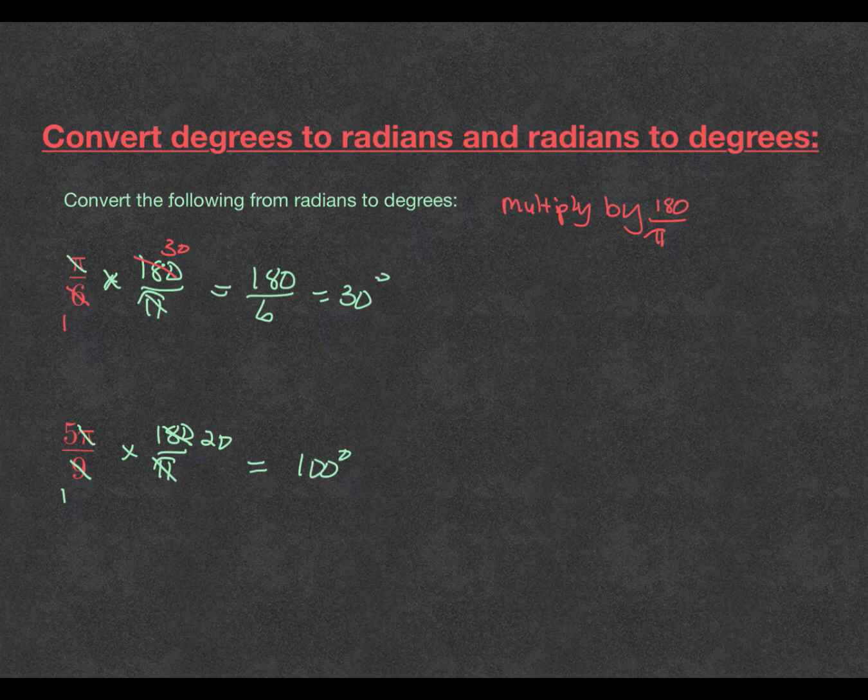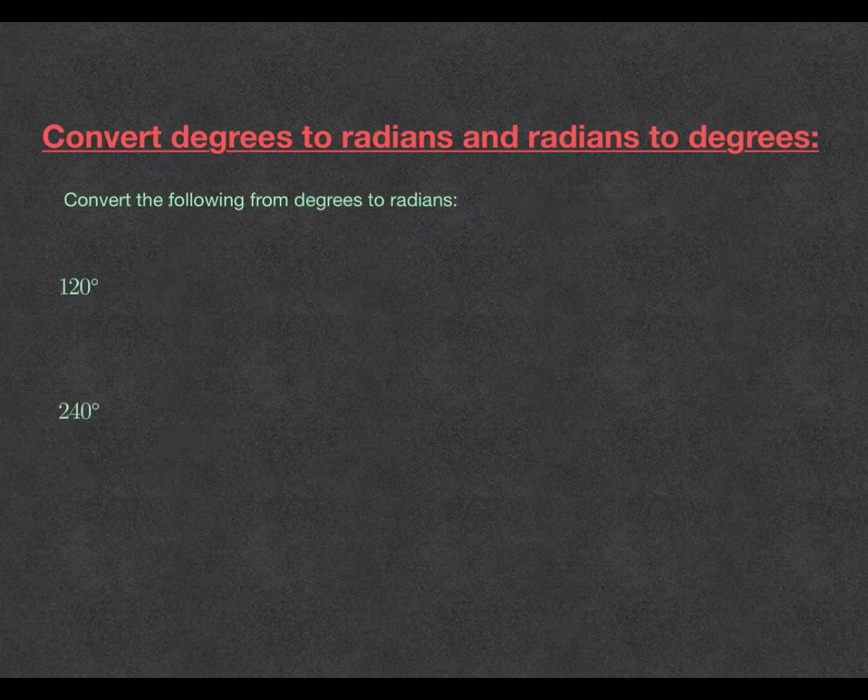Okay, so now we're going to go to the next slide, and we're going to do the other way around, from degrees to radians. All right. So on this one, we're converting from degrees to radians. So when you're converting from degrees to radians, you're going to want to multiply by pi over 180. So we'll take this first one, I'll multiply it by pi over 180.